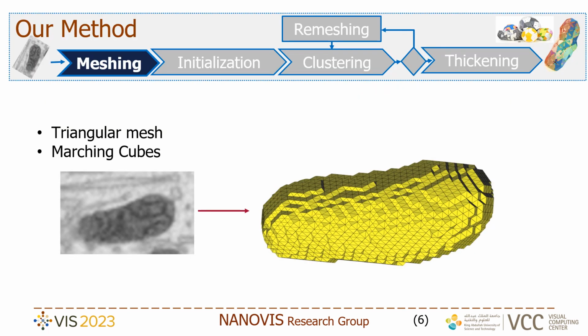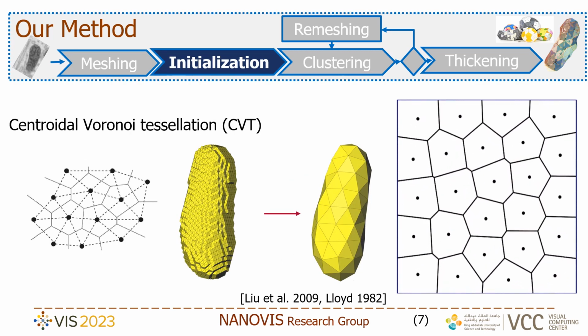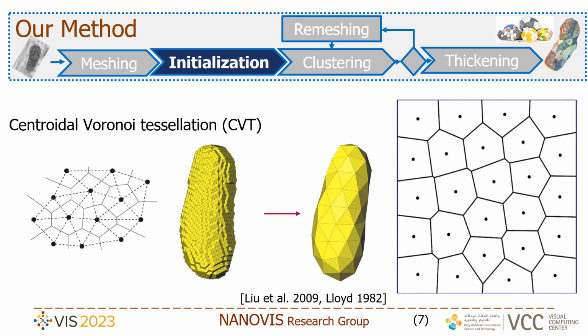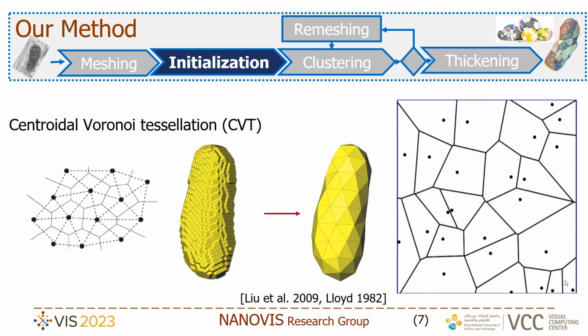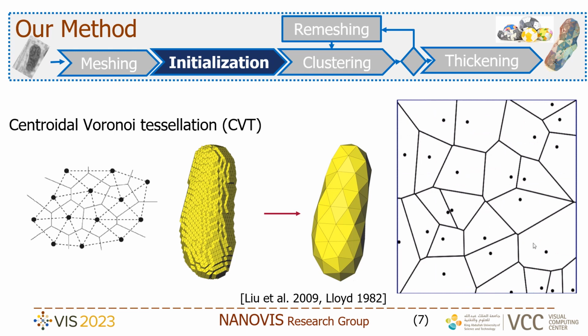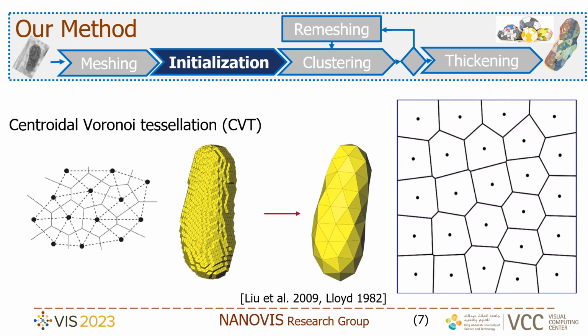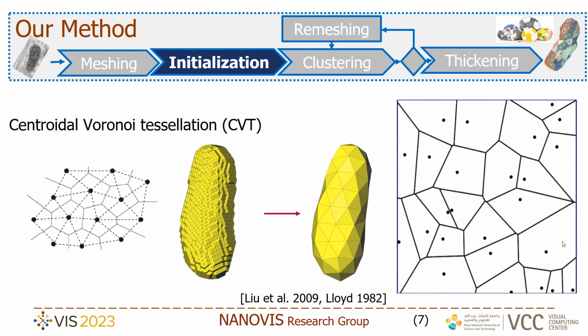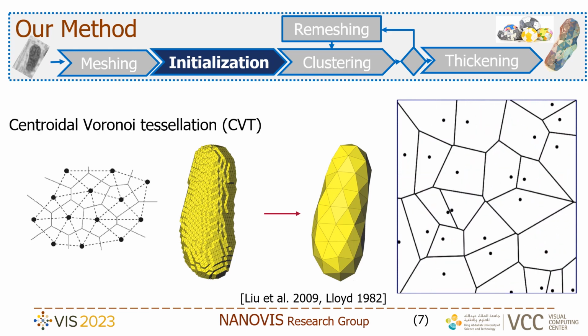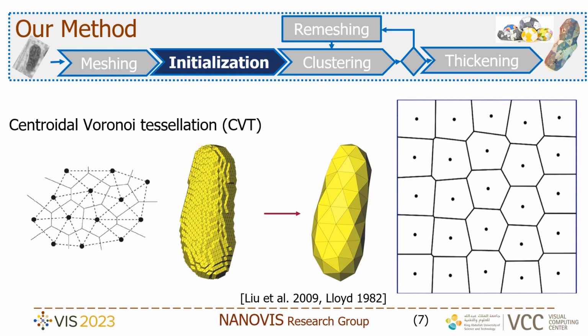The first step is mesh generation, where we use the marching cubes algorithm to generate a surface mesh of the biological structure. The raw mesh is then improved via CVT. CVT is an algorithm that improves the mesh regularity by moving each seed to the center of the corresponding Voronoi cell and thereby improves the Voronoi tessellation and the triangulation. We can also set the number of vertices here to minimize the complexity of the mesh.